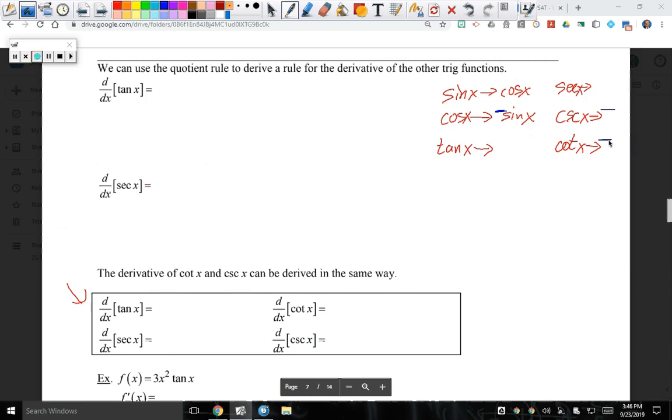Okay? Here we go. So the derivative of tangent is the same as the derivative of sine over cosine. So now that I know the quotient rule, I could say low d high minus high d low. Notice the parentheses over low squared. This is the derivative.